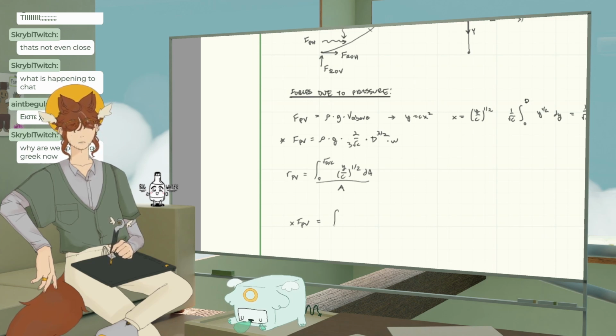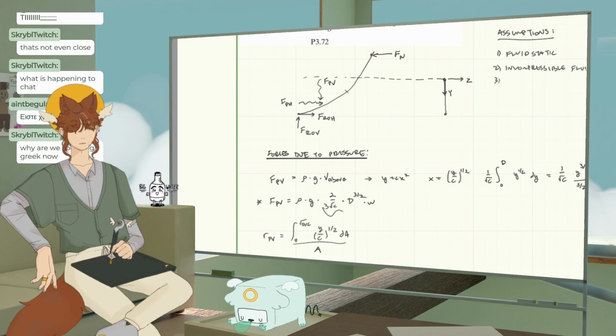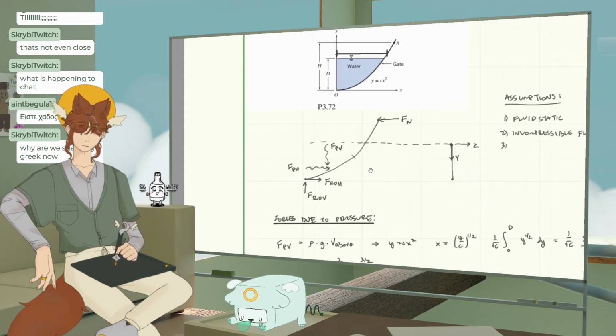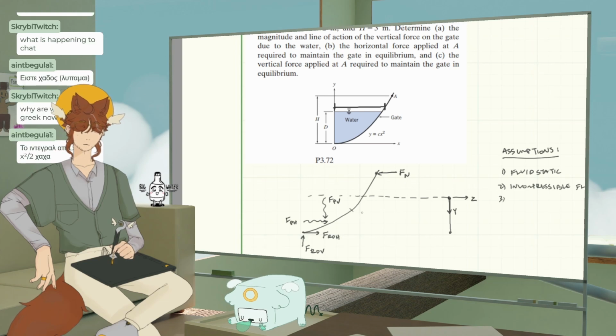I already found the area. That's just this, that's the area. So, okay. Yeah, if I want to find the X centroid, I need to integrate. I want to find the X. Oh, my brain. It's like a distance X. It'll be X.